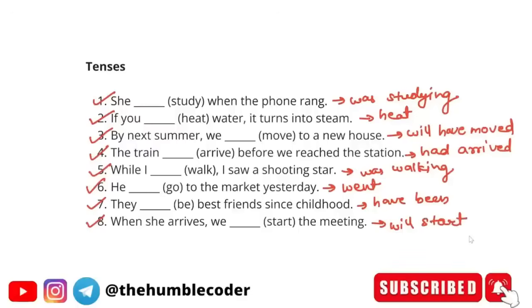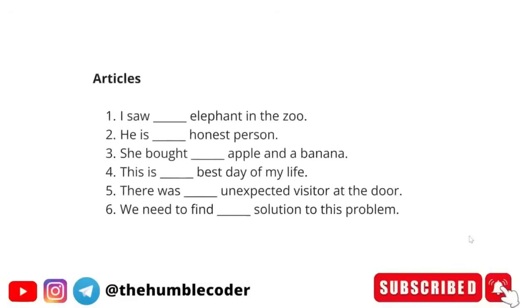Okay, hope you have understood these set of questions. Very easy. If you have practiced enough, I can very confidently say that you will definitely attempt these questions very well. Don't worry about it. Moving on to the next set of questions, which are based on articles. So we have different articles like a, an, and the. Okay, so we have to fill in the blanks with the correct form of articles.